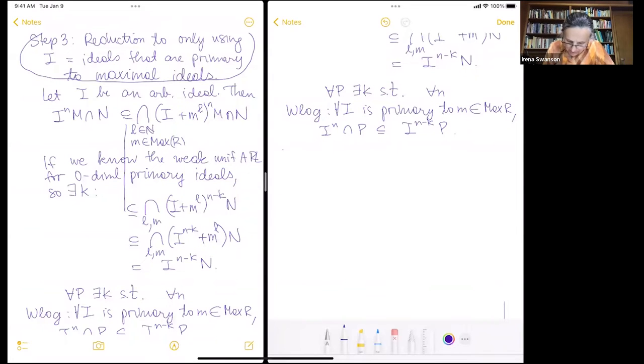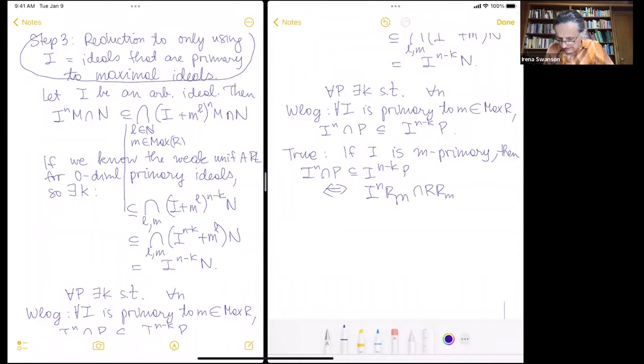What is true is that if I is M primary, then I to the N intersect with P is I to the N minus KP if and only if it is true locally, after localization at M. Certainly if it's true globally, then it's true locally.